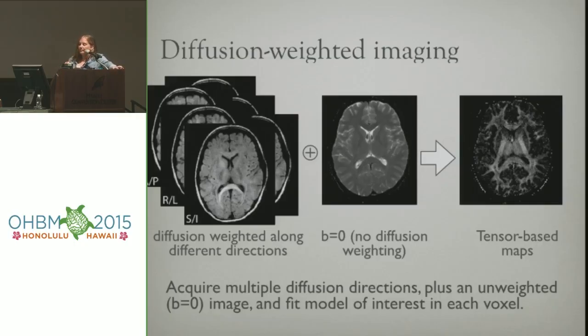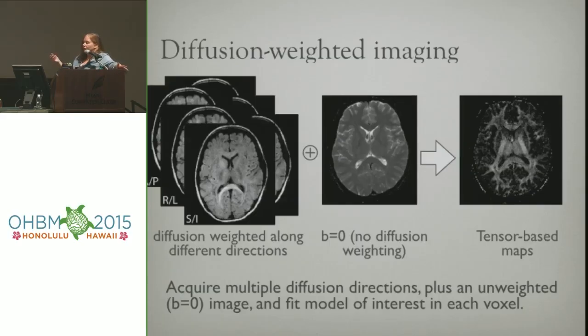So we're going to acquire images that are weighted along a number of different directions. We're also going to acquire what we call a b equals 0 image. Remember I said we needed a reference for this S0 signal so that we could fully invert the equations that I was showing you. That's what this b equals 0 is: an image that has no diffusion weighting applied to it at all. That gives us the reference that we need in order to look for the amount of contrast that we have.